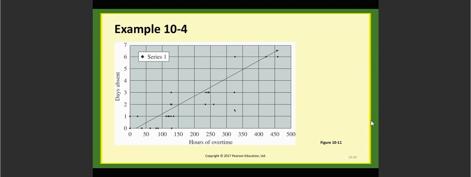See the scatter plot between days of absence and hours of overtime. That means maybe they have a problem of too many MCs in the company. So they see, is it because of too much work? Do they do too much overtime that is causing the increase of the days of absence? Okay?